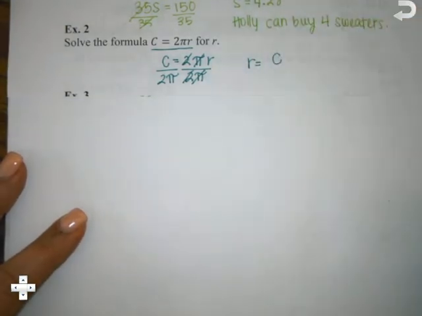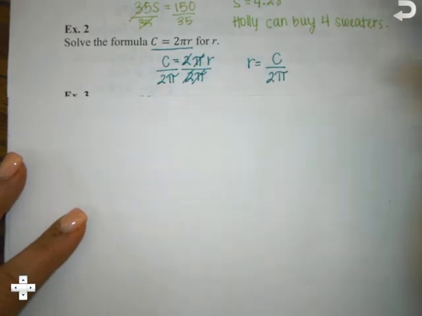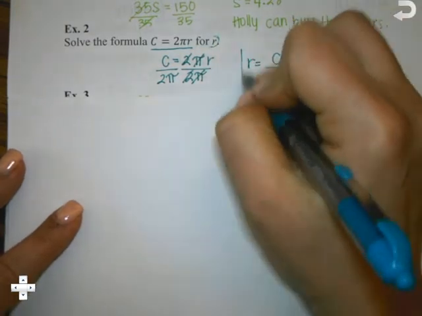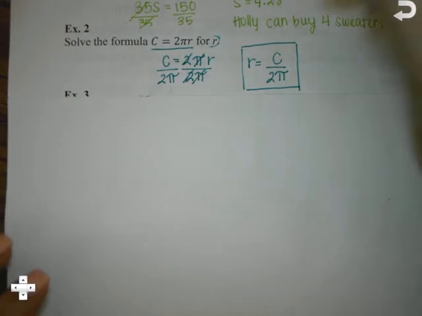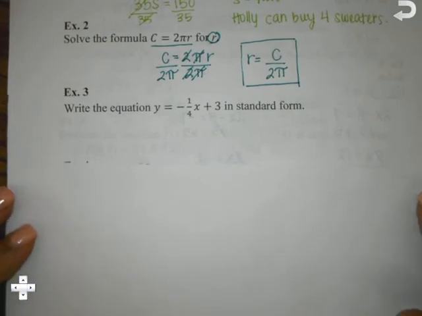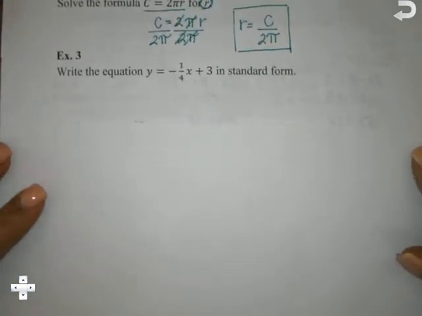Can I do anything else? No. Did I solve for r? Yeah. So you're done. That's all it wants you to do. Practice isolating variables. Easy, right? Okay. We have 2 more and then we're done, and you guys can have the rest of the time to work on your homework. So, example 3. Write the equation y equals negative 1/4 x plus 3 in standard form.